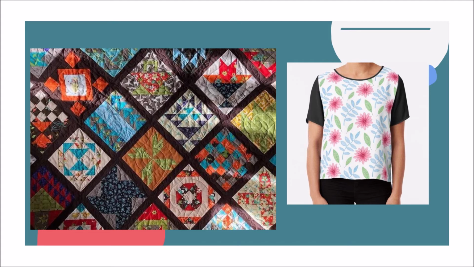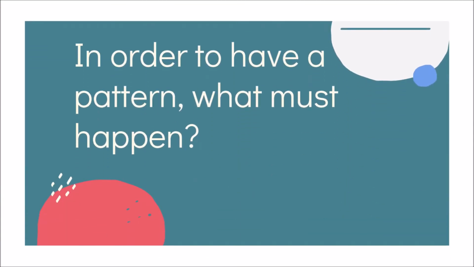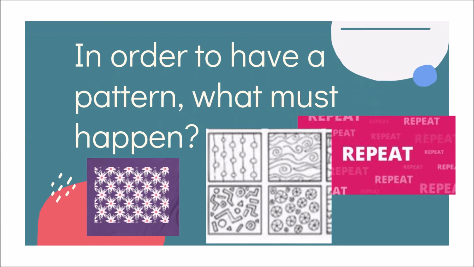Look at your shirt. Does it have a pattern on it? Maybe. So in order to have a pattern, what must happen? That's right. In order to have a pattern, it must repeat over and over and over again. If it doesn't repeat, it's not a pattern.